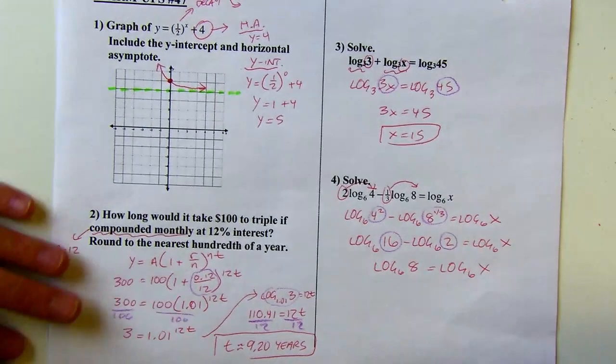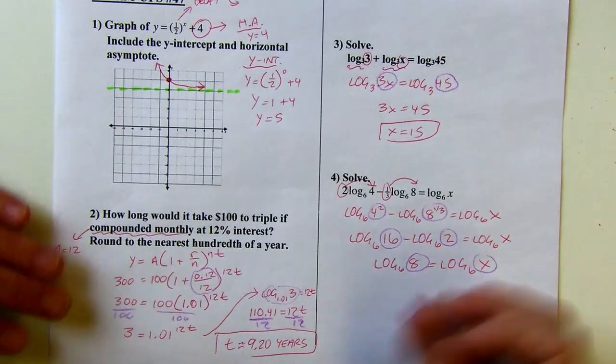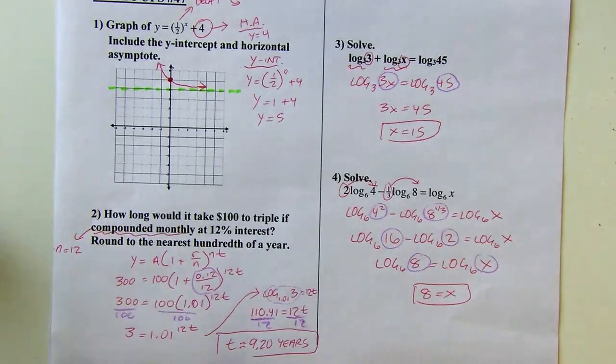And now for this to work, those have to be equivalent, right? So x equals 8 then. Okay, that's it for this warm-up.